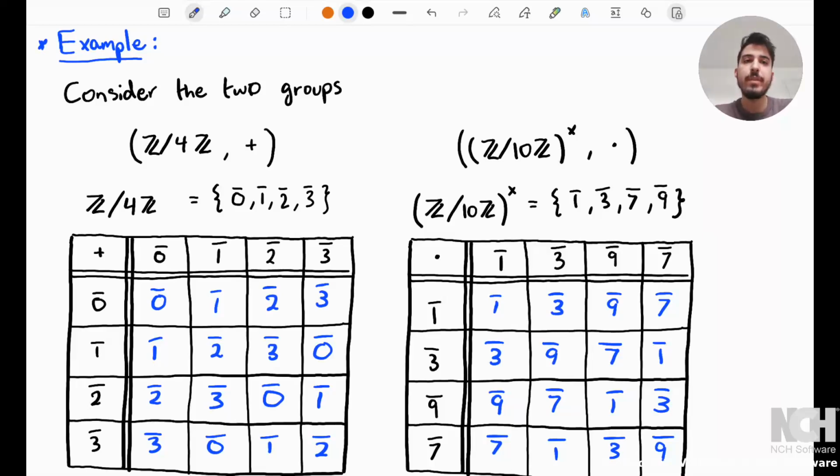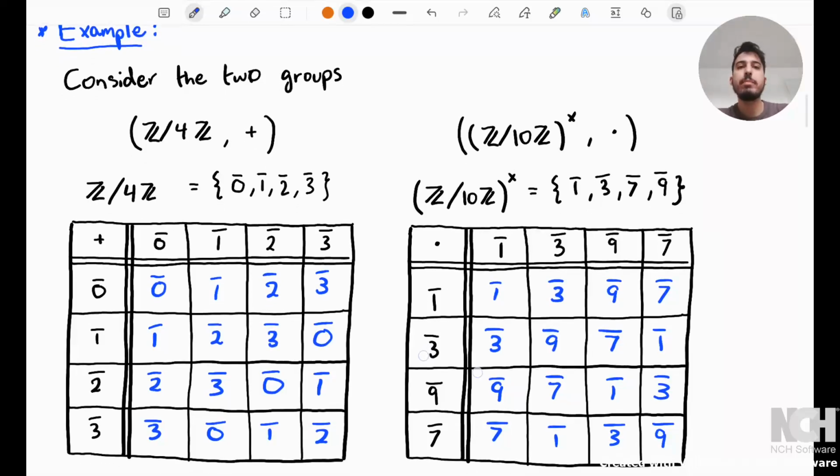Now you would ask me if there is a specific reason that I've put these two groups next to each other. And I would tell you, there is in fact a very important reason I did that. Even though Z4Z and Z10Z star have a different operation and different sets of elements, because they have very similar structure, in fact the same structure, they are considered to be isomorphic. Isomorphism means that they have the same structure, and in fact they can be considered, for all intents and purposes, the same group. And I will tell you why that is.